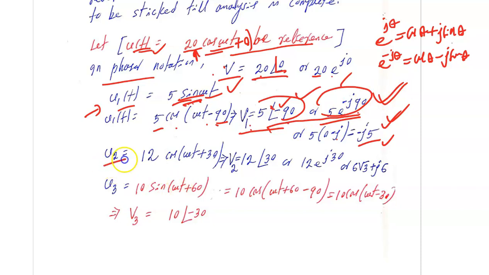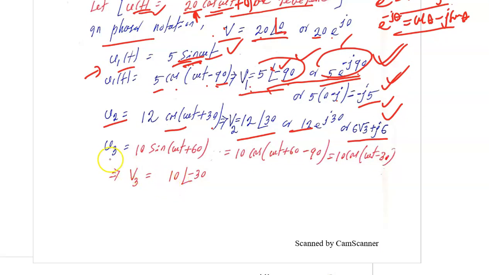Let us take another voltage, V2(t) equal to 12 cos(omega t plus 30). So I can write it like this. If you represent it in the Cartesian form of phasor representation, just use these relations. Let us have another, V3 equal to 10 sin(omega t plus 60), but our reference is the cos, so I have to convert it into the cos. So 10 cos(omega t plus 60 minus 90), so I get 10 cos(omega t minus 30).